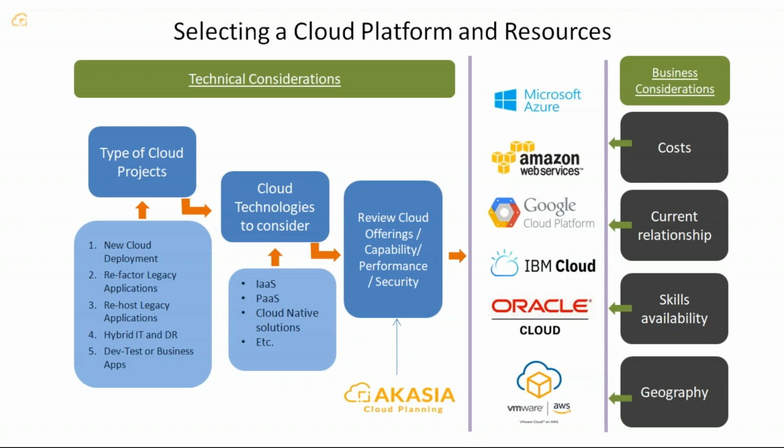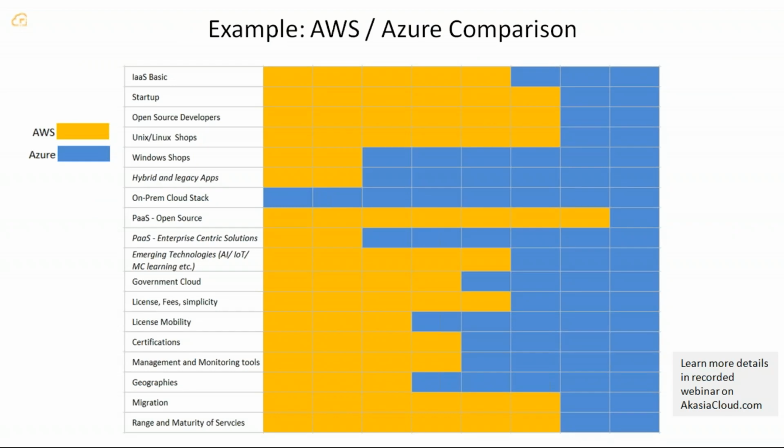And then finally, geography. So you may have a requirement for your workload to run in a geography, either because it's closer to your data center or because that's where the majority of your clients are. And you will have to take a look at the cloud platform vendors and then see if they do have a data center in your geography or not. And this is also an area where we are able to help out. So quite a lot of moving parts in terms of selecting a cloud platform and resources.